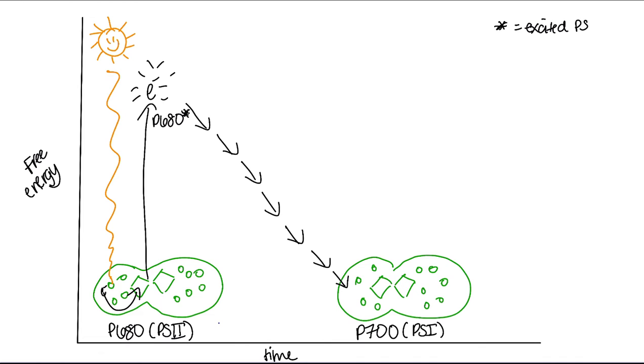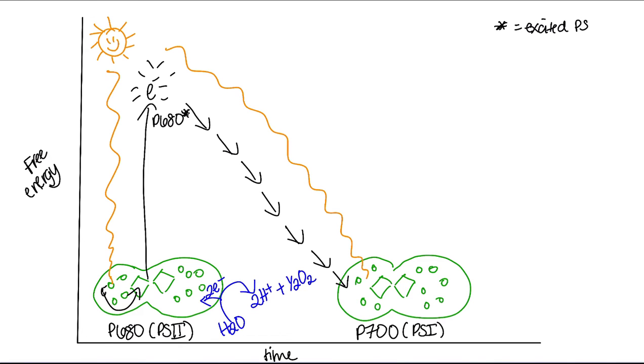While this is happening, we also have water that is being split into protons and oxygen, and 2 electrons are passed into P680, and those 2 electrons will replace the electrons that the photosystems gave up to go into the electron transport chain. So now that we have reached our P700, we have another photon of light, and we kind of repeat this process. So we get an electron that is excited.